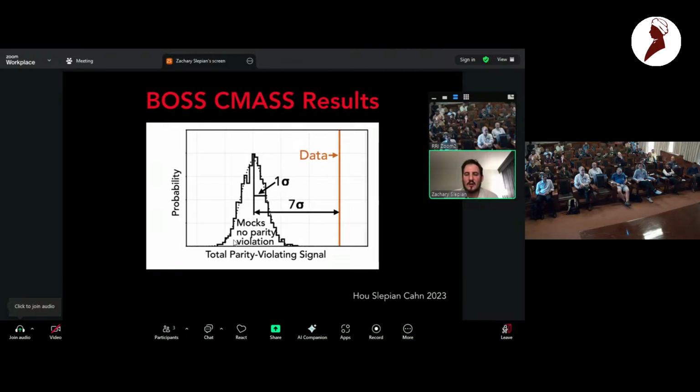And the black histogram is just mock catalogs, fake data for the survey that has absolutely no parity violation. So what we can do is fit a Gaussian to that distribution of mocks, measure the width of that Gaussian, and then ask how far away the data is, in units of that width, from the mocks. The data is this orange line, and it appears that there's a 7 sigma tension between the data and the mocks. The data seems to have a quite high preference for non-zero parity violation, where we use the mocks with no parity violation as our null hypothesis.